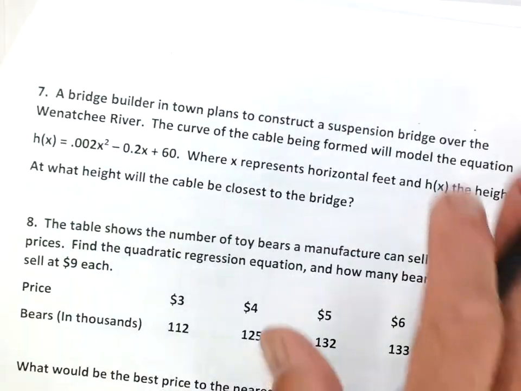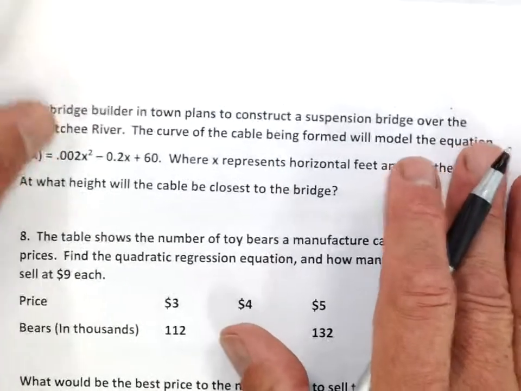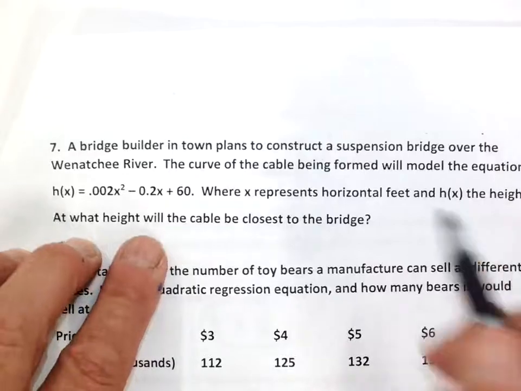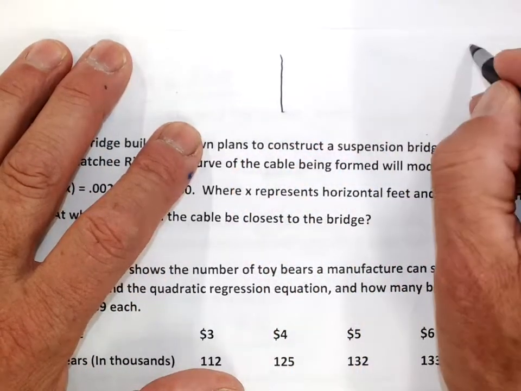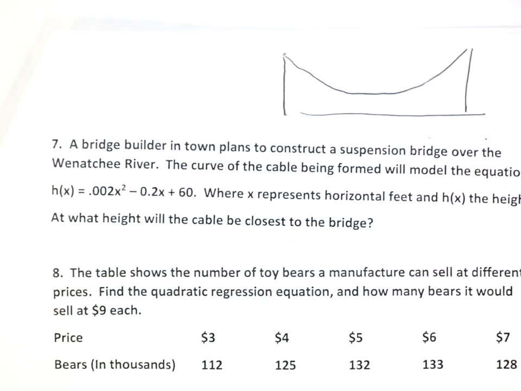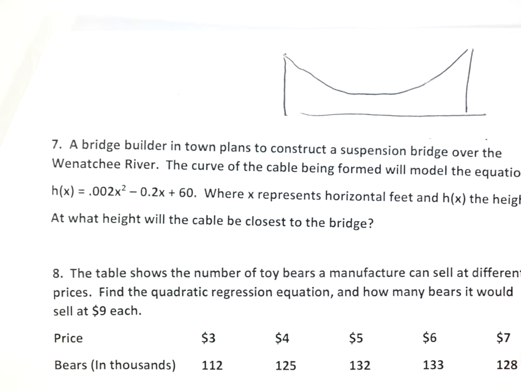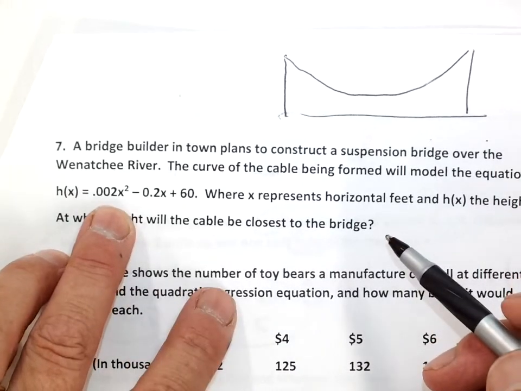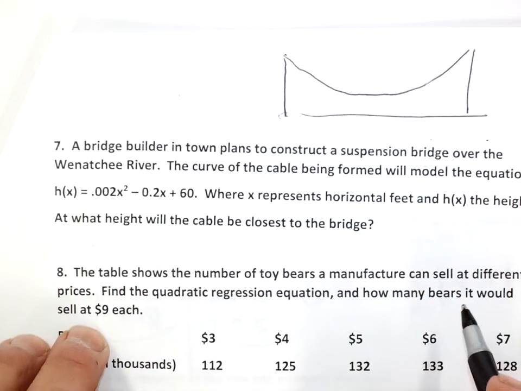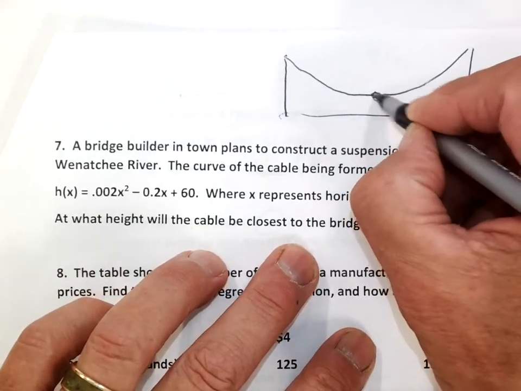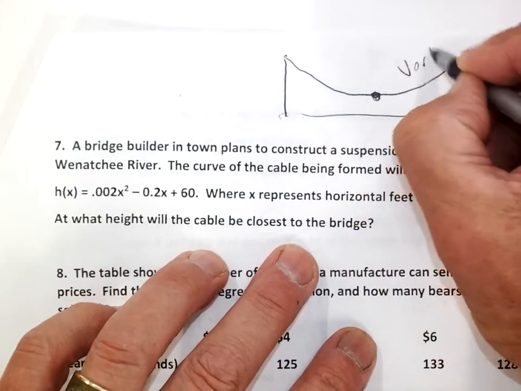Okay, so number 7, a bridge builder in town plans to construct a suspension bridge over the Wenatchee River. Okay, so it's going to look something like this. Right? X is in horizontal feet, and Y is in terms of the height, okay? So what's the height? At what height will the cable be close to the bridge? Well, that's right there, right? That's going to be the vertex.